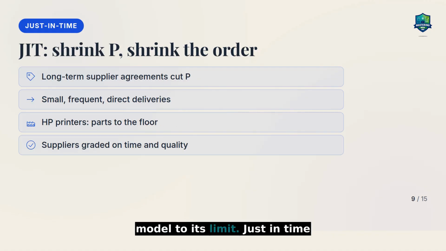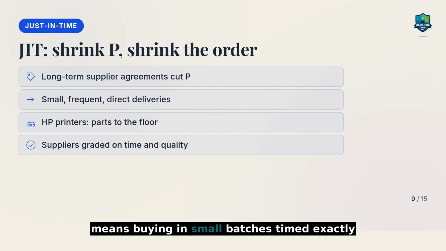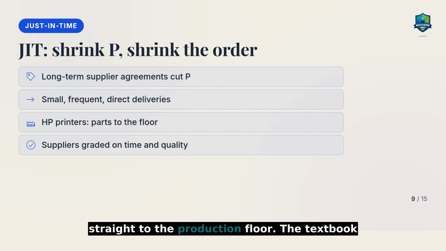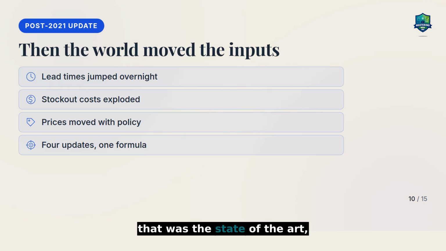Now push the model to its limit. Just-in-time purchasing means buying in small batches timed exactly to need. Look at the formula. As ordering cost P falls, the optimal order size falls with it. So companies attack P: long-term agreements, electronic ordering, suppliers delivering straight to the production floor. The textbook example is Hewlett-Packard's printer plants, where suppliers deliver small orders directly against the production schedule and are evaluated on delivery timing and quality, not just price. When P gets small enough, the EOQ logic itself says order tiny and order often. And that was the state of the art until the world started moving every input at once.